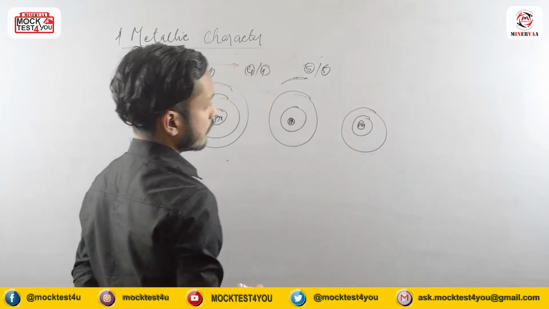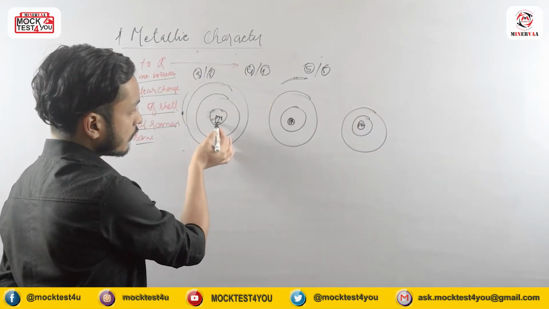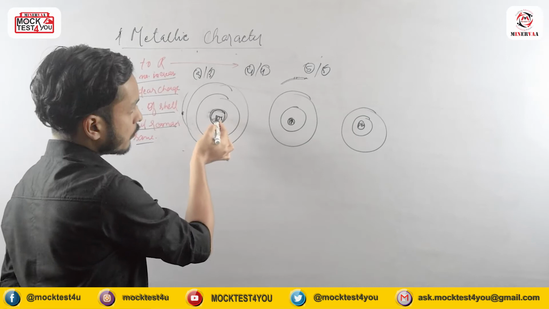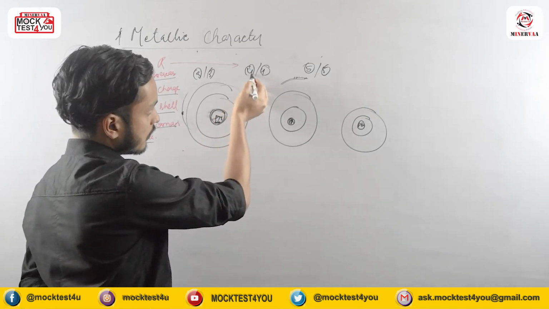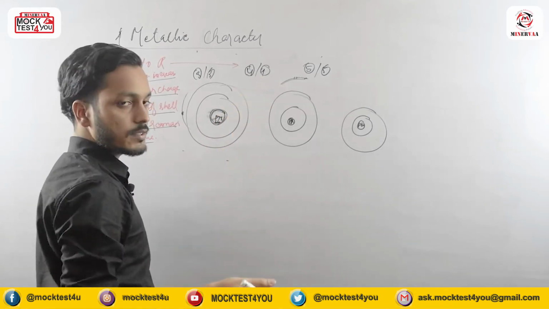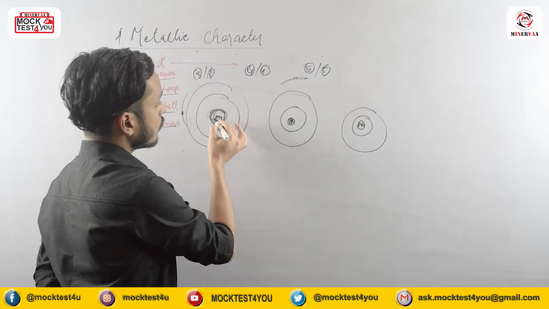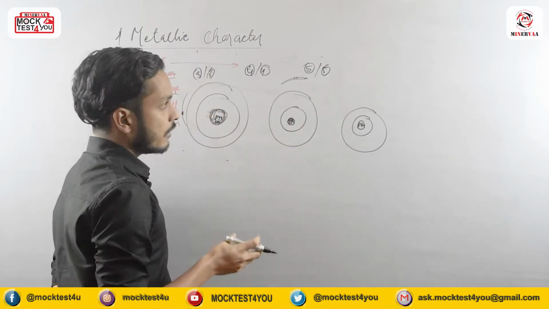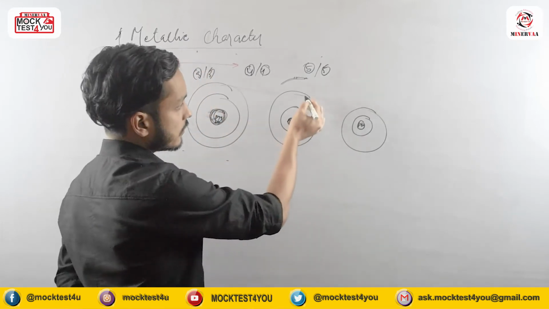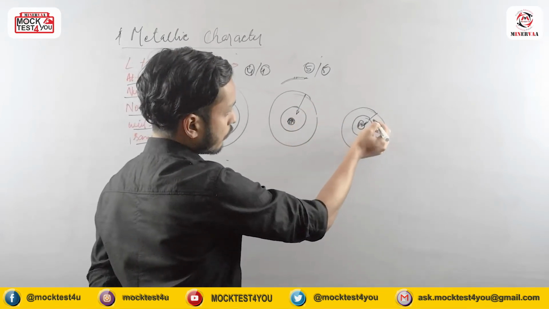It will be smaller because in the nucleus the number of protons is increasing. If the number of protons and neutrons is increasing, the nuclear charge is increasing. So with the nuclear charge increasing, it will attract the electrons more towards itself.